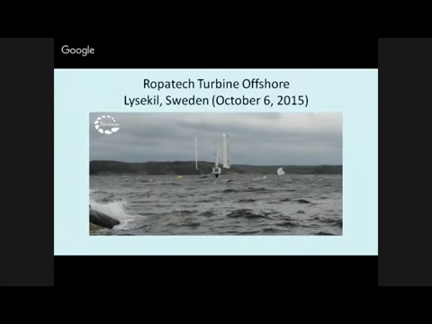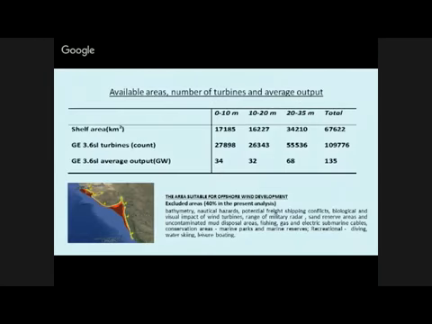Again, vertical axis turbines are very few, but in Sweden, on October 6, 2015, they installed one, and the company name is Ropatech Turbine Offshore. They have installed this vertical axis power plant. So our study, in the Gujarat region, found out what depth is available for 0 to 10 meters, 0 to 20 meters, 20 to 35 meters, and based upon that depth, we have counted how many GE turbines of 3.6 megawatt can be utilized for that particular purpose and how much power output they will give.